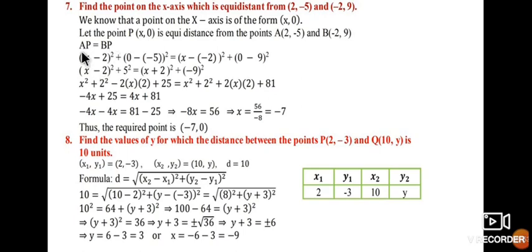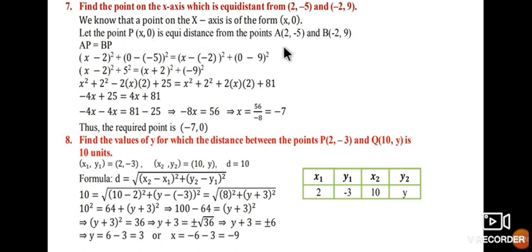Now AP squared is equal to BP squared. The point P is (x, 0), and A is (2, -5). Taking A as (x1, y1) and P as (x2, y2), AP equals the square root of (x minus 2) whole square plus (0 minus (minus 5)) whole square.